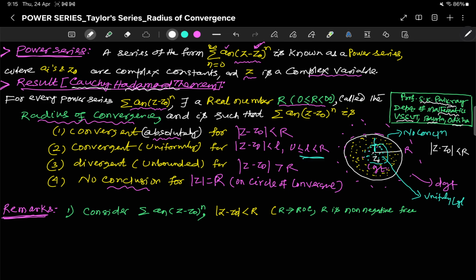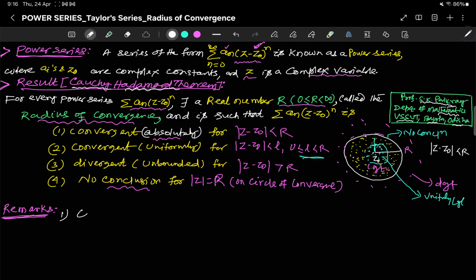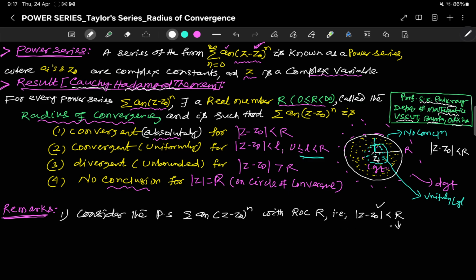Now we come to some important remarks. Coming to remark 1, consider the power series summation a_n (z minus z0)^n with radius of convergence r, that is, |z minus z0| is less than r. Now what can you say about this r? This r in absolute value is always non-negative and free from the imaginary unit i, because you know |a plus ib| is the square root of a squared plus b squared, so it is free from i.